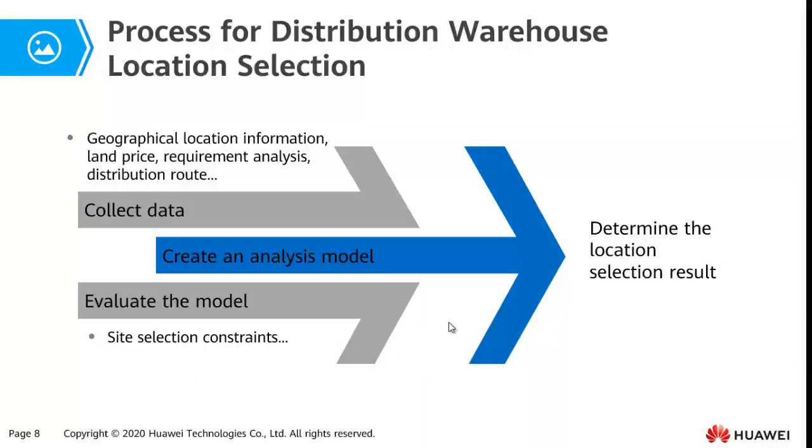When we use data to resolve problems, first, we need to collect data based on business requirements. Second, we need to abstract business problems and select a proper model. If we want to predict the sales volume of the next year, we need to select a regression model for prediction. In this course, we aim to select a relative central point so that the location of the distribution warehouse can bring high economic benefits.